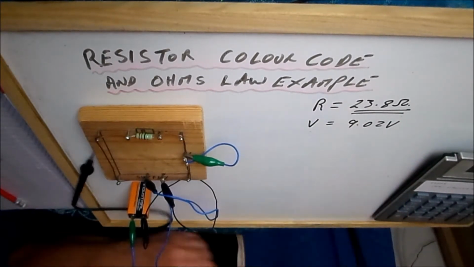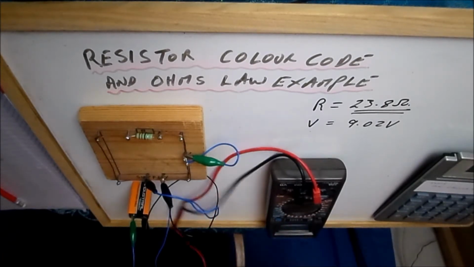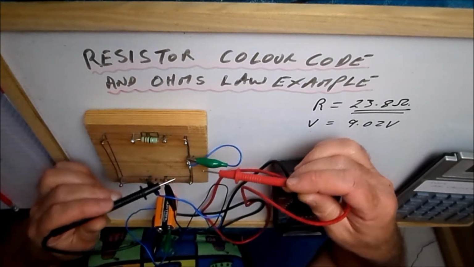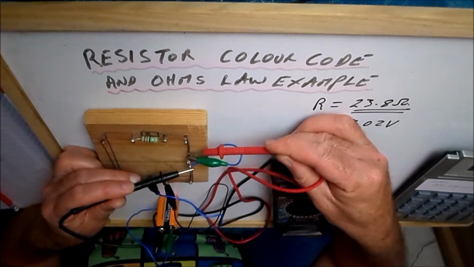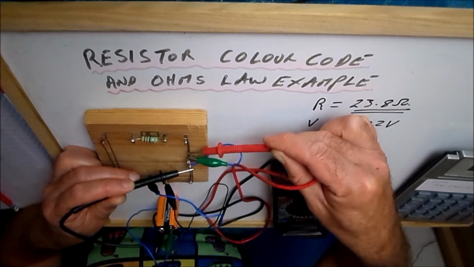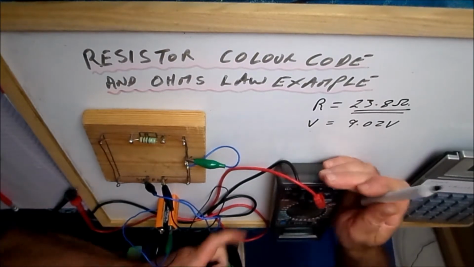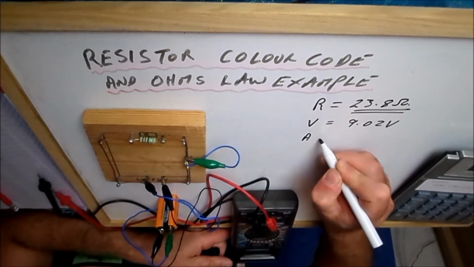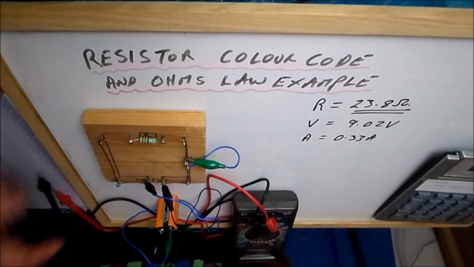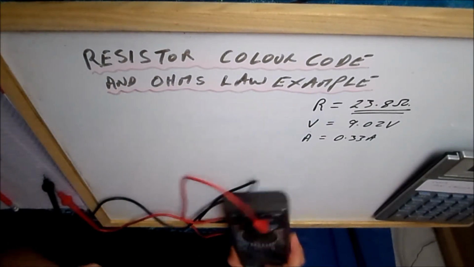We're going to reconfigure the meter now to read current for amps. And now if we put the multimeter into the circuit, we should see the current will run, and that's giving me about 0.33 of an amp. So we can say the current A is 0.33 amps.